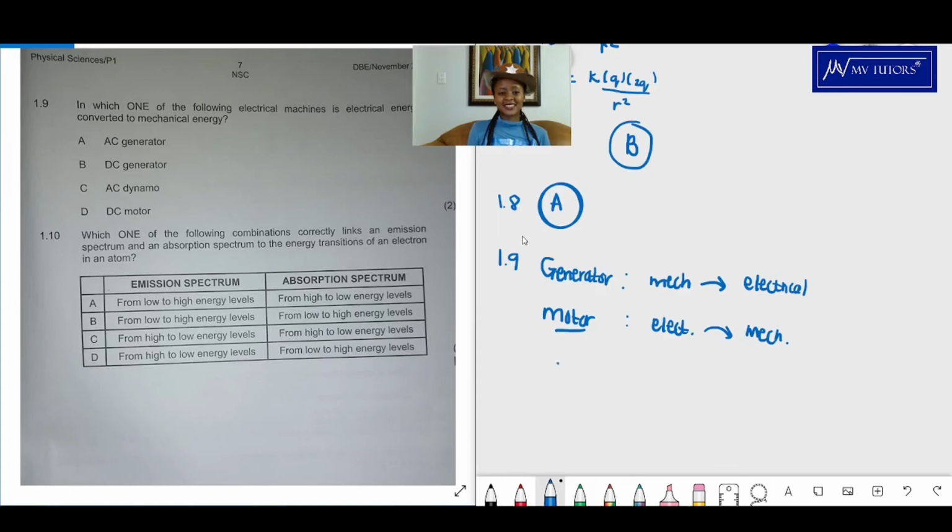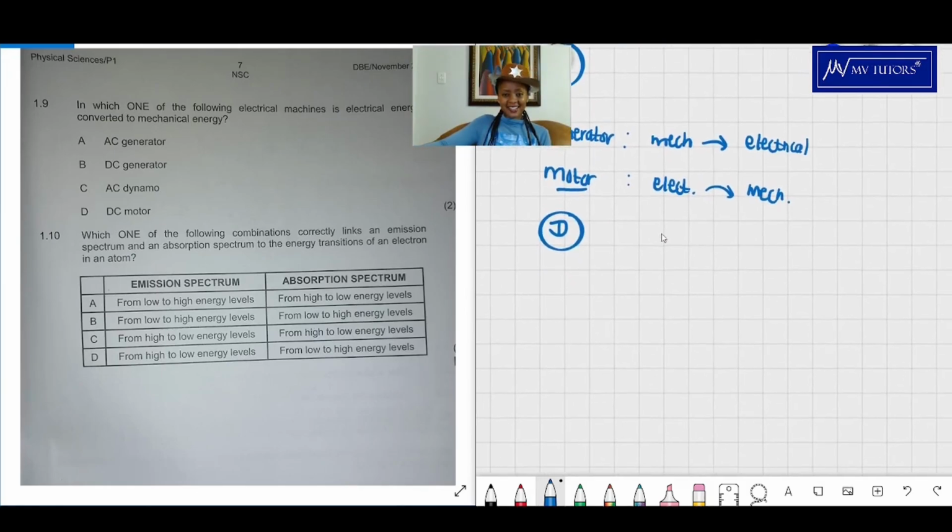I see generator for A, B, so no. C, AC dynamo. In that exam, I'm like, what in the world is a dynamo? And then D, DC motor. So yes, I would definitely go for D, because that is my DC motor. Whether it was the AC or DC motor, it's a motor. That's pretty much it, and then we are at the end, guys.